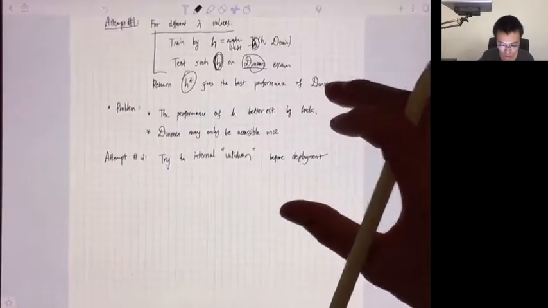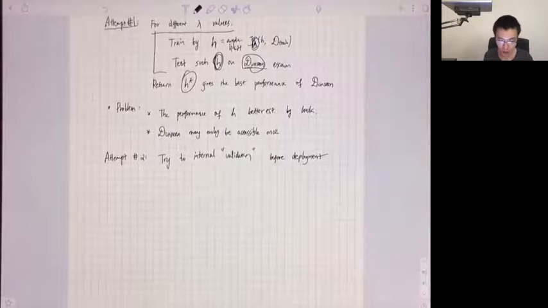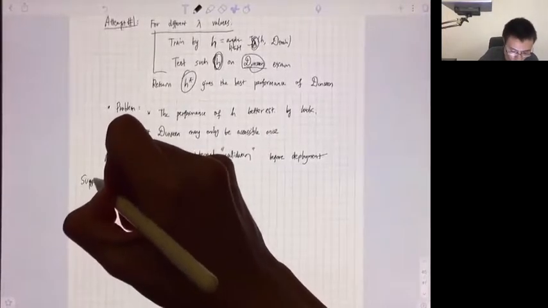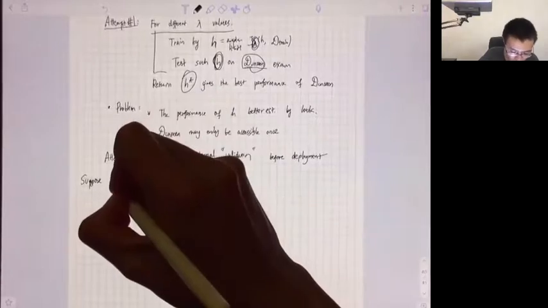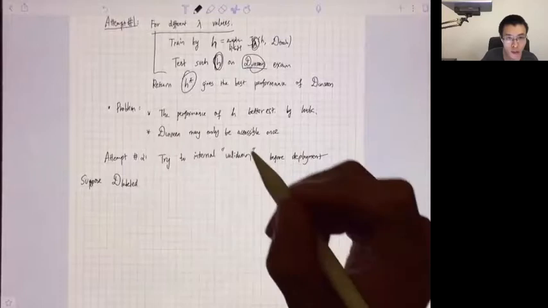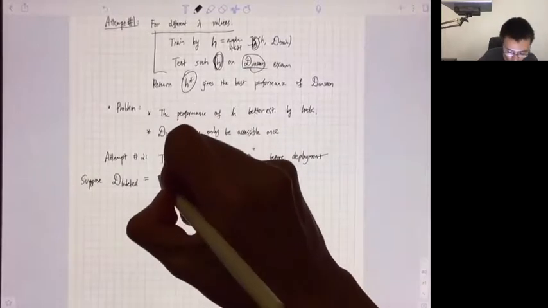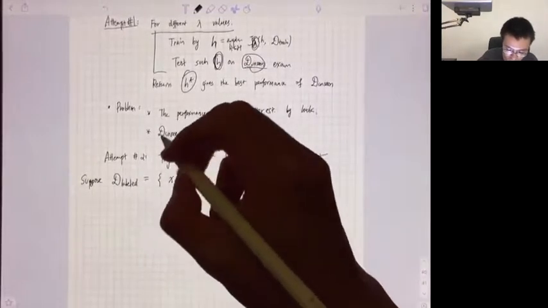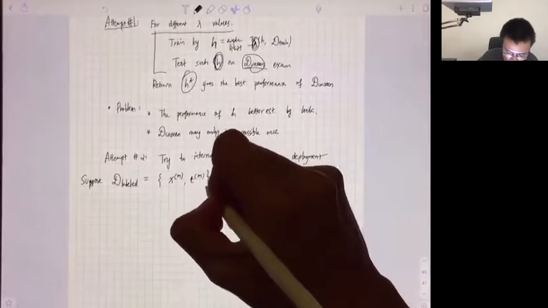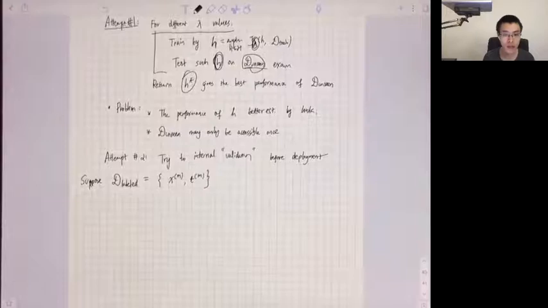So what can we do? Suppose we consider a supervised learning task. We are given labeled data, right? This is my D-train, but now I call it D-labeled. It's a set of M pairs of input and output, right?